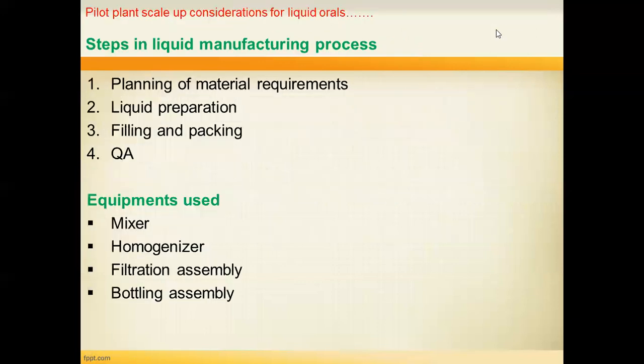Next, we will see the steps in the liquid manufacturing process. So what are the general steps? First is the planning of material requirement. This is the first general requirement when we prepare any dosage form. When you start with laboratory trials, you plan what materials are required, whether you prepare a solution, emulsion, or suspension. According to the formula, you can decide what materials are required.